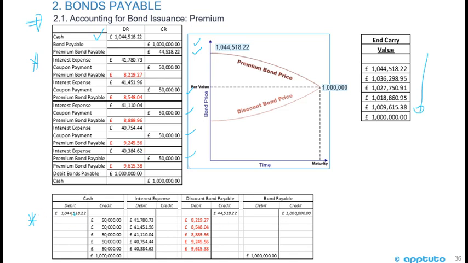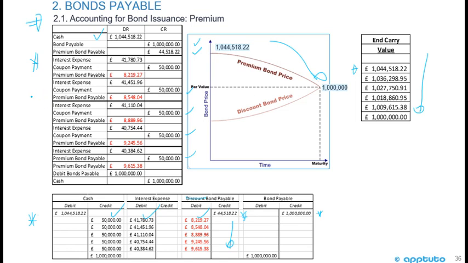I'm going to debit my initial cash, credit my bond payable $1 million, but my debits are greater than my credits, so it has to be a credit to the premium on the bond payable. And then as I scroll through, I'm going to credit my cash, 50,000. I'm going to debit my interest expense. It's a debit to the premium, so you can see this balance is going down, and so the carrying value of our bond is starting at 1,044,000, and it's being pulled down to par.